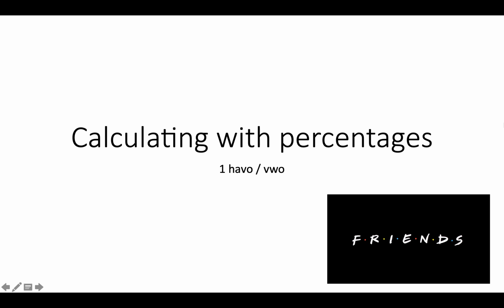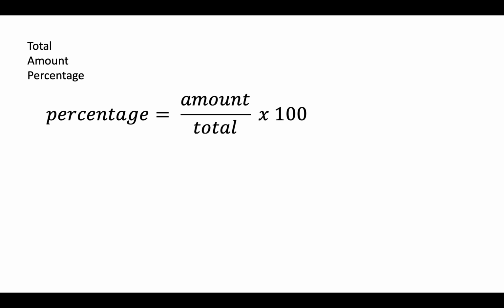In this video, I'll be discussing calculating with percentages using 6 examples. When calculating with percentages, there are always 3 things that are important: the total, the amount of something, and the percentage. We always have to calculate one of these 3, and to calculate that one, we always need to know the other 2. If we want to calculate the percentage of something, we have to use this formula.